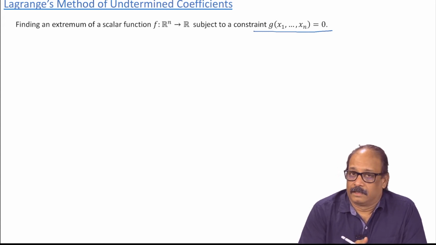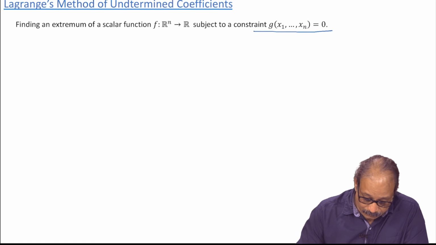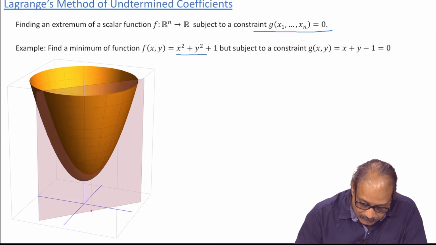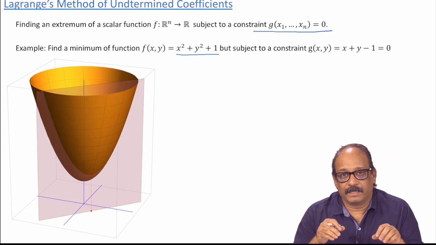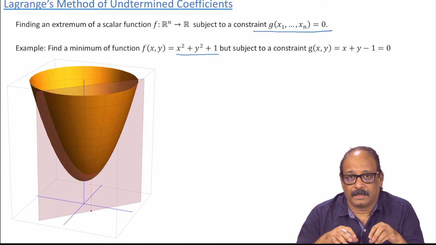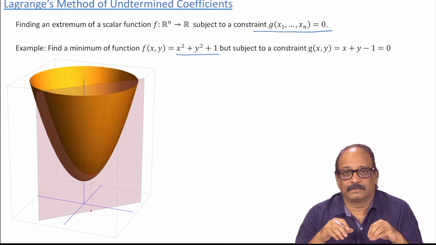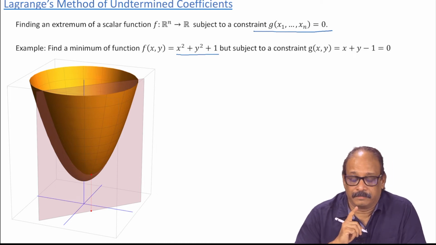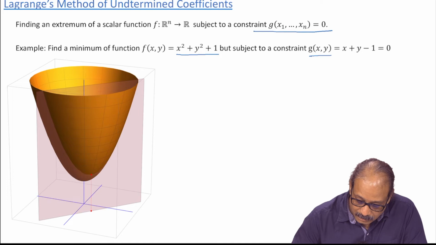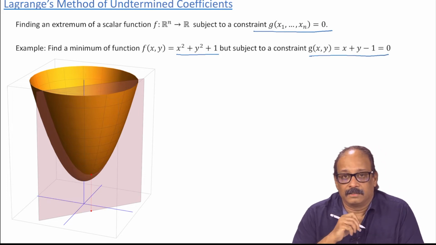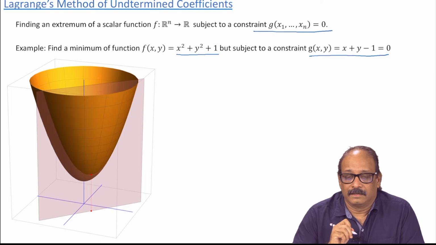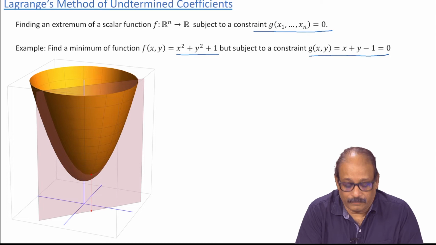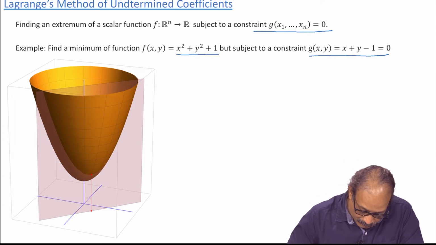Okay. Here is an example, and this is what we are looking for. In the same example where the function is x square plus y square plus 1, remember this has a minimum at the origin, that is x is equal to 0 and y is equal to 0, but we do not want that minimum. We want a minimum on the domain or on the line which is given by this equation x plus y minus 1 is equal to 0, and you can see that I have drawn that line there.